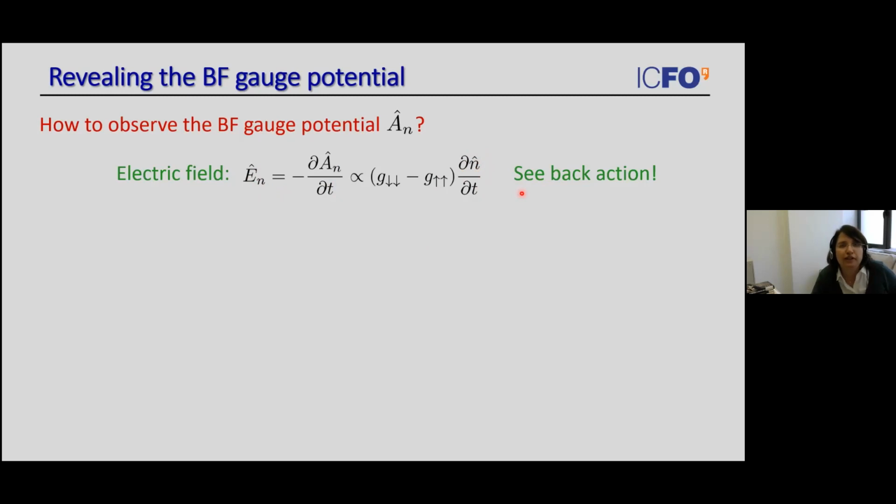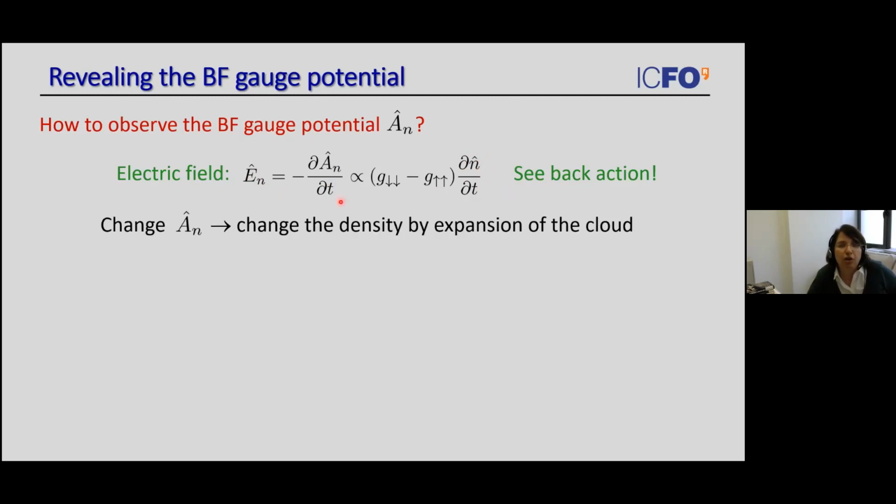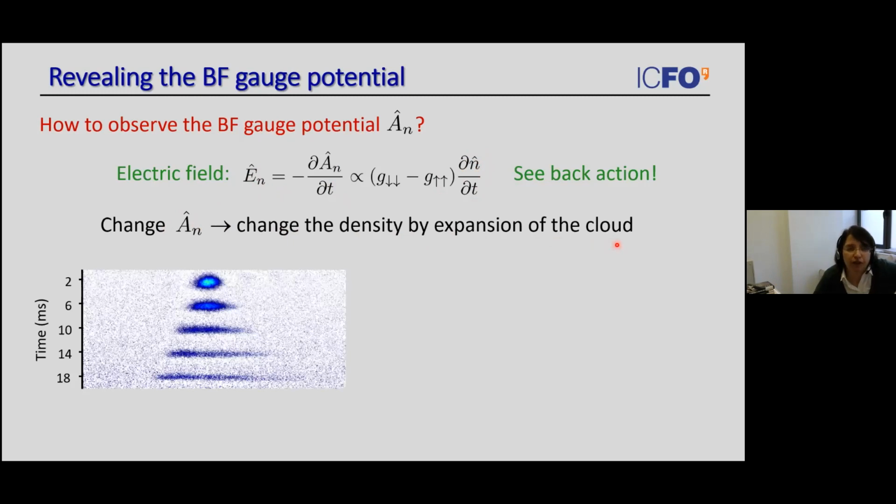So how do we do this time variation of the vector potential? Well, we change A of n by changing the density of the cloud, very much by expanding it. So we just prepare our Raman dressed system. Actually, now we don't kick it anymore, just prepare it. And at t equals 0, we remove the trap in the longitudinal direction. So we let it expand with the waveguide on and with the Raman beams on. And this is what we see. Initially the cloud is just symmetrical, but over time it starts to acquire a more and more strange shape. So it's becoming asymmetric.